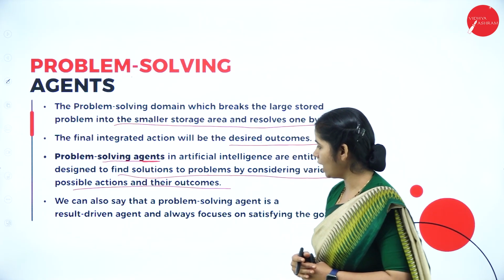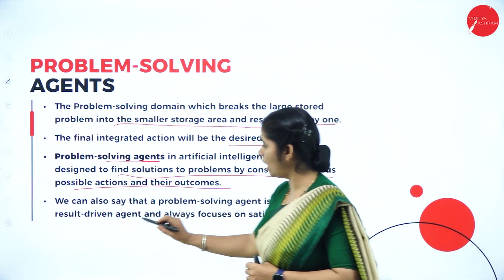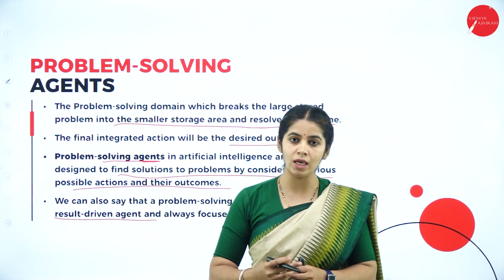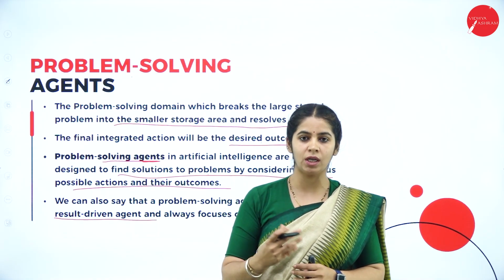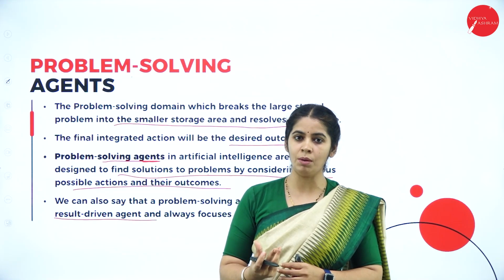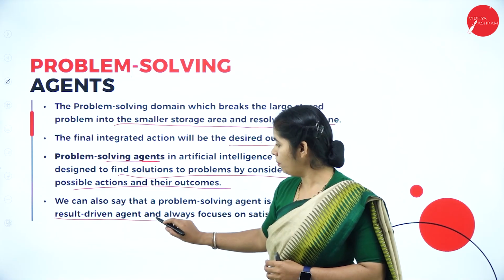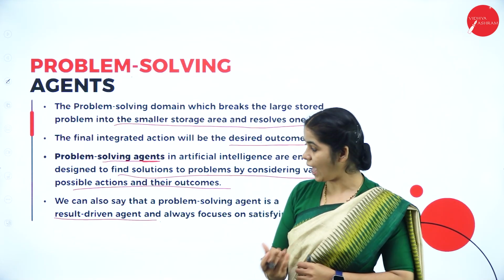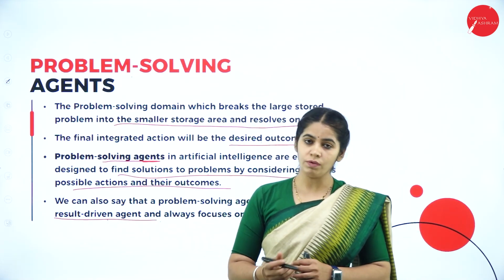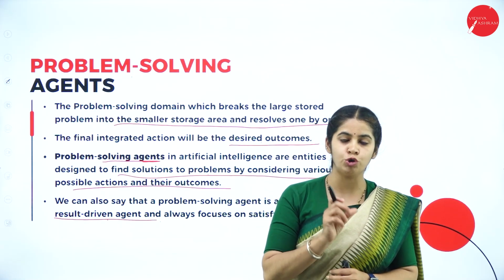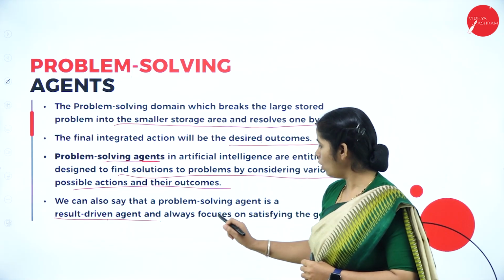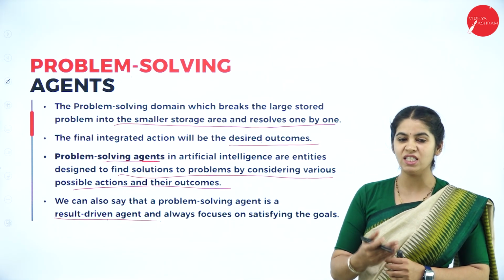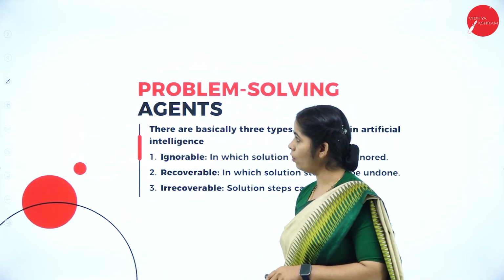Then we can also say that the problem solving agent is a result driven agent. So what is our main goal here? The main goal is to get the result, the solution for that particular problem. So we can use goal based agents here, right? To solve any kind of problem, we can use a goal based agent as it is result driven. We have to concentrate more on the solution, how to get the solution, so it always focuses on satisfying the goals. So we use goal based agents to solve any type of problem.